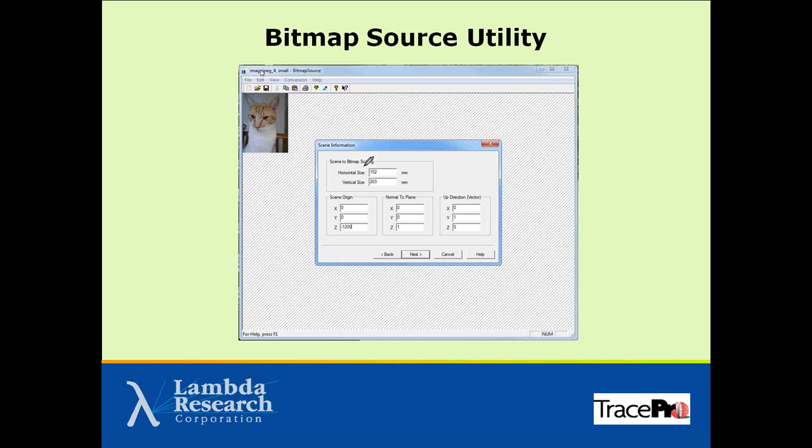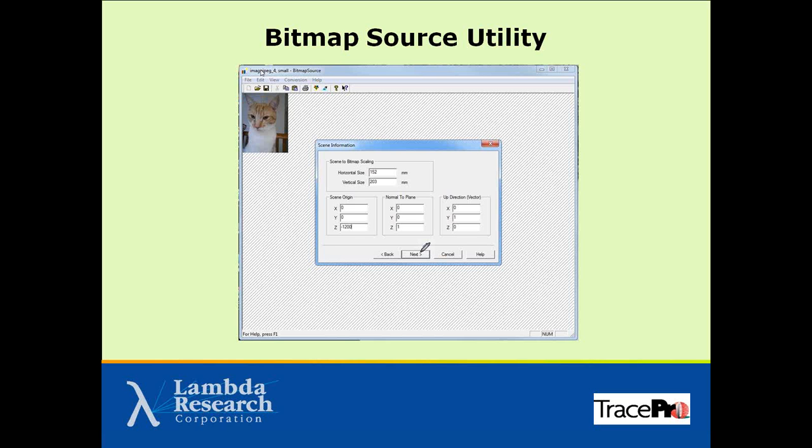And our last source utility here is the Bitmap source. And this allows you to load a bitmap image here. One of the screens here, you define your scene information. So how big is this image in millimeters, horizontal and vertical? Where is it located with respect to the camera or to the imaging system? And then as you go through this here, you would also define the entrance of that imaging system. So where are these rays being traced to?